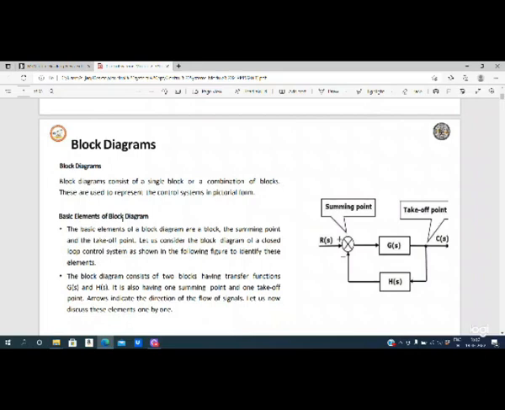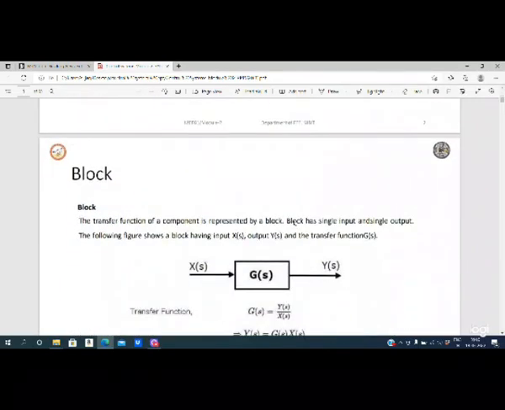The basic elements of block diagrams are blocks, summing point, as well as takeoff point, and input and output representations. So these are all the basic elements needed for a block diagram. Let us discuss each and every individual element.